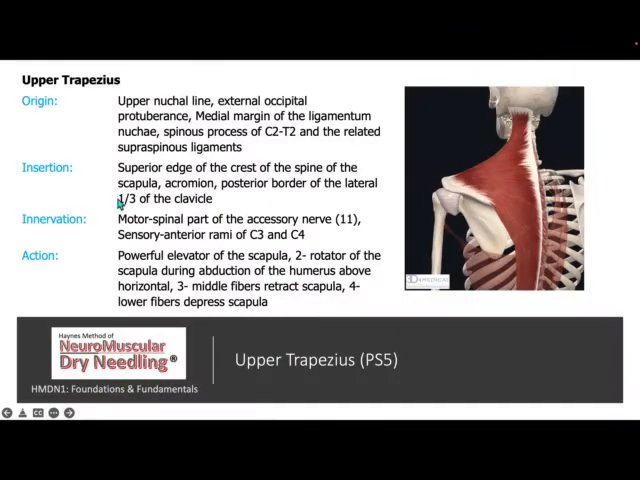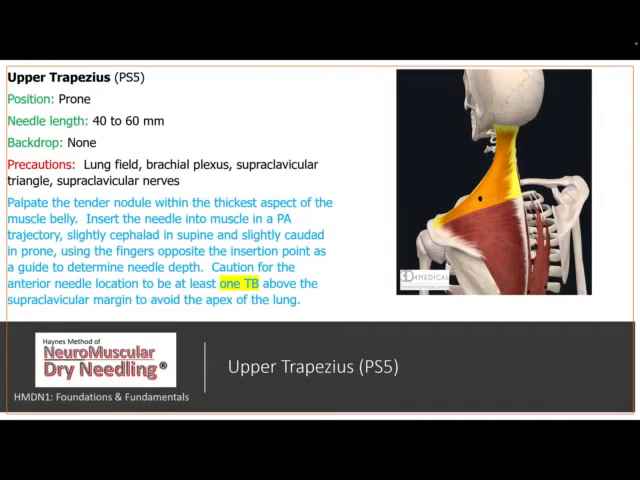Okay, so we'll look at the upper trapezius, which is a really common muscle that we treat, any of that cervical thoracic, that CT junction business. That upper trapezius is a big player.